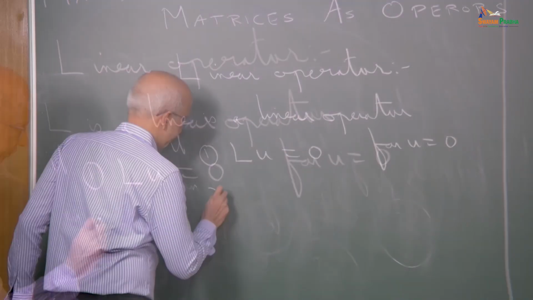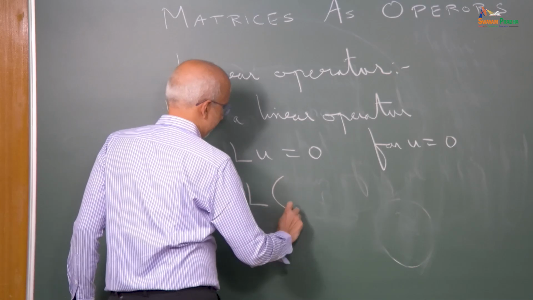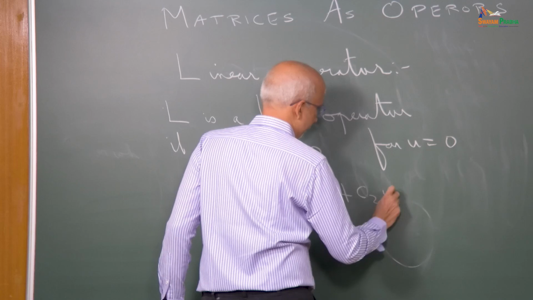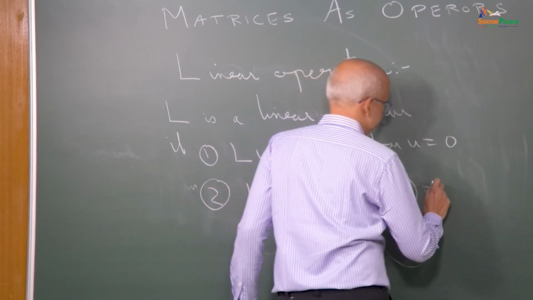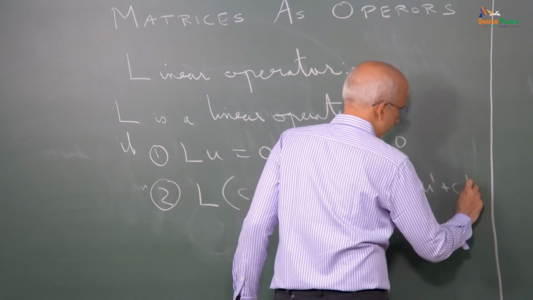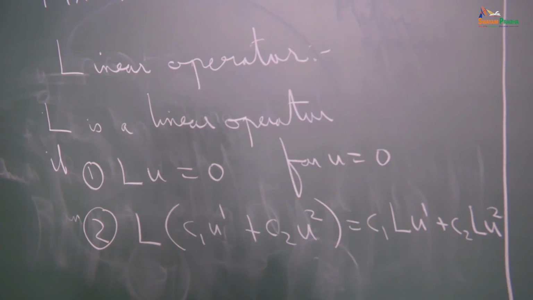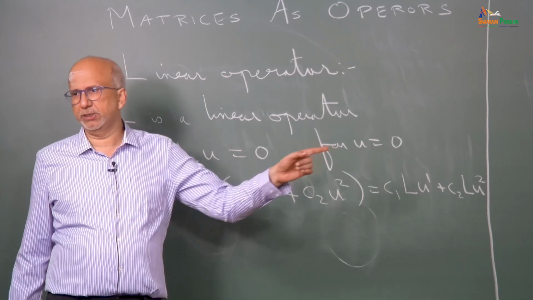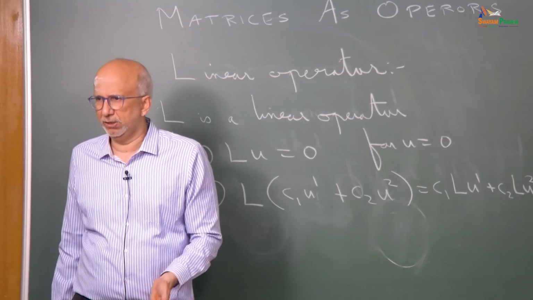And two, L times C1 U1 plus C2 U2 equals C1 L U1 plus C2 L U2. Okay. So, if my operator acts on 0, I should get 0. If I get something non-zero, it is not a linear operator.